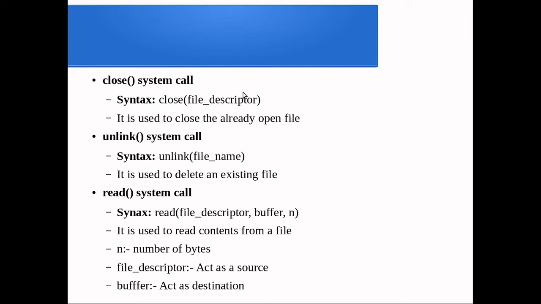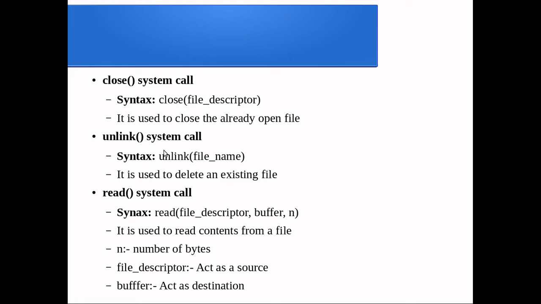Then the next file related system call is the close system call. Again, close, as the name indicates, is used to close a particular file. So we need the file descriptor of that file, the unique integer identifying the file. So this is the syntax of the close system call. Close and argument, what is the argument we are passing here? File descriptor indicating a particular file. So it is used to close the already open file.